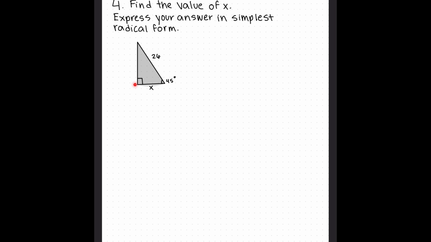And since we know that this is 90, this is 45, we can infer that this is a 45, 45, 90 triangle. Because it's a right triangle, and a triangle equals 180. Okay, so to solve for the bottom, the formula is hypotenuse is equal to leg times square root of 2.